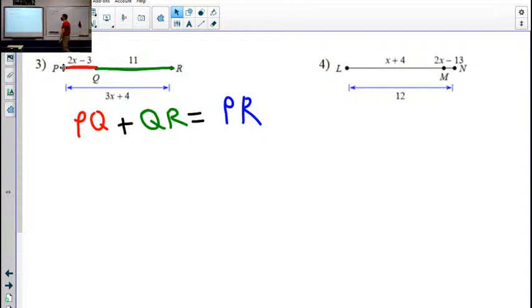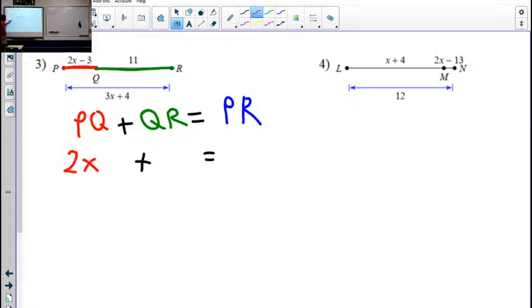So I'm going to turn that into my equation, by plugging in the values that they give me for each of those lengths. Distance from P to Q, it describes as 2x minus 3. So I'm going to put 2x minus 3 here. And then I'm going to add it to the other piece, which in this case I see is 11. Take those two pieces, I add them together, I should get the whole thing, P to R. P to R is 3x plus 4. So that's what I put on the other side.